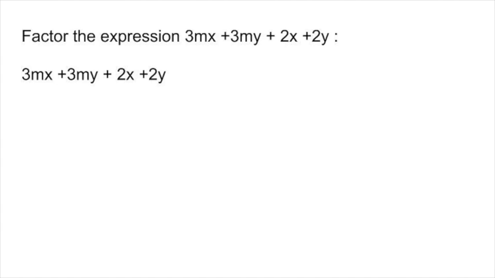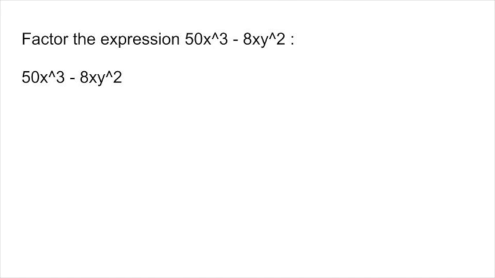I factor out 3m plus 2, leaving me with 3m, x plus y, plus 2, x plus y. I now have common factors that I can group together, placing the x plus y and 3m plus 2 together. The final answer is 3m plus 2 times x plus y.